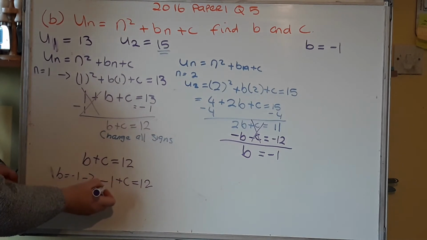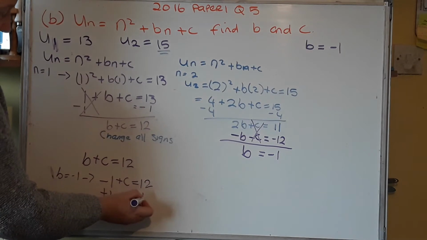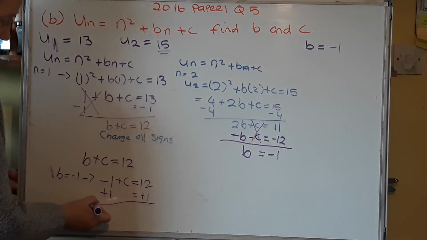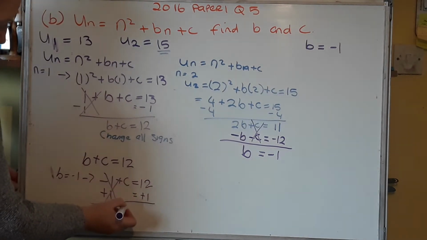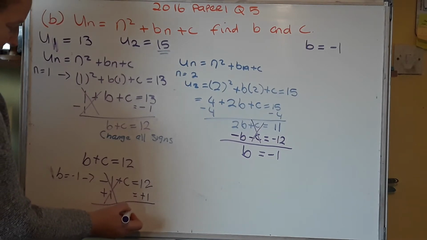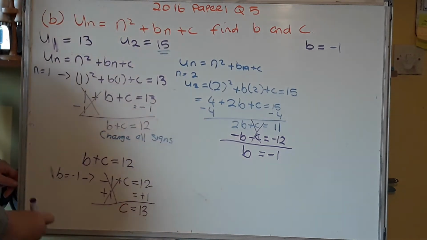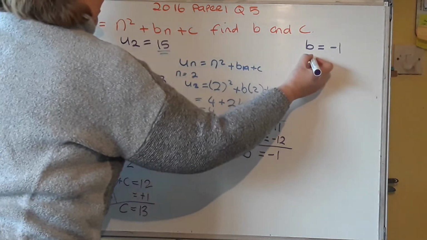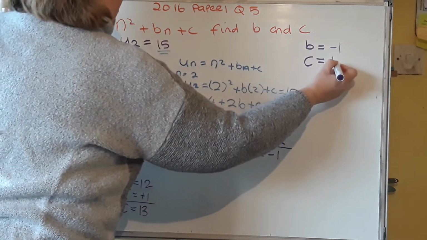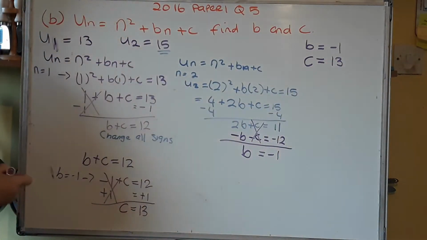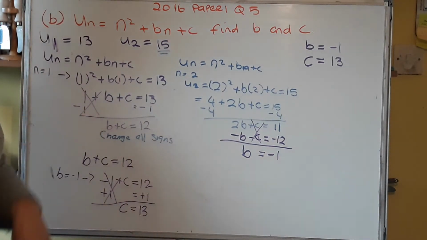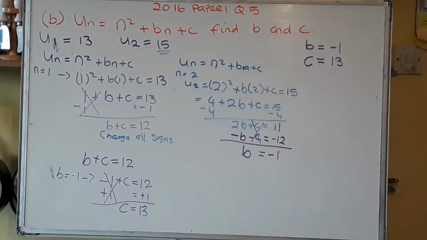So I want that to go to 0. If it's a minus 1, I plus 1. Whatever you do to one side, you have to do to the other side to keep the balance. So now that's gone, and you're left with c equals 12 plus 1 is 13. So your b equals minus 1 and your c equals 13. Okay? And that is how you do that one. I didn't tell you to pause, but sure, you know yourself. Always pause and try.